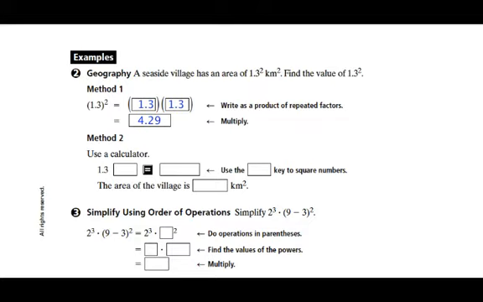Simplify using order of operations. We're going to simplify 2 to the 3rd times the quantity 9 minus 3 squared. We start with parentheses. That means we're going to take 9 minus 3 and get 6. So we now have 2 to the 3rd times 6 squared. Next, we will take 2 to the 3rd. 2 to the 3rd is 2 times 2 times 2, which is 8. Then we'll take 6 squared. 6 squared is 36. 8 times 36 is 288.